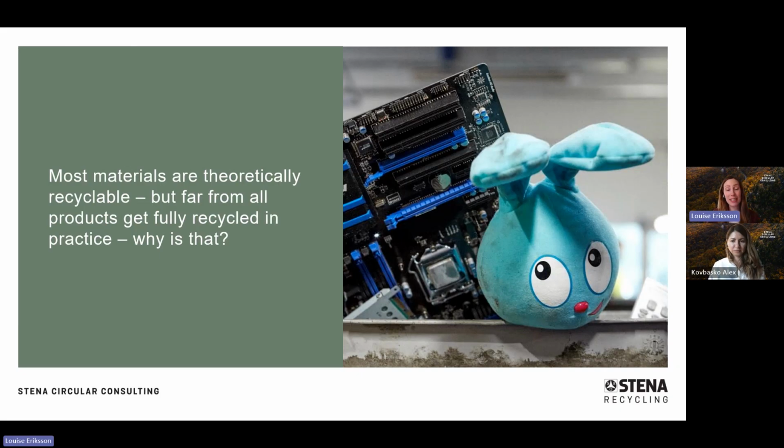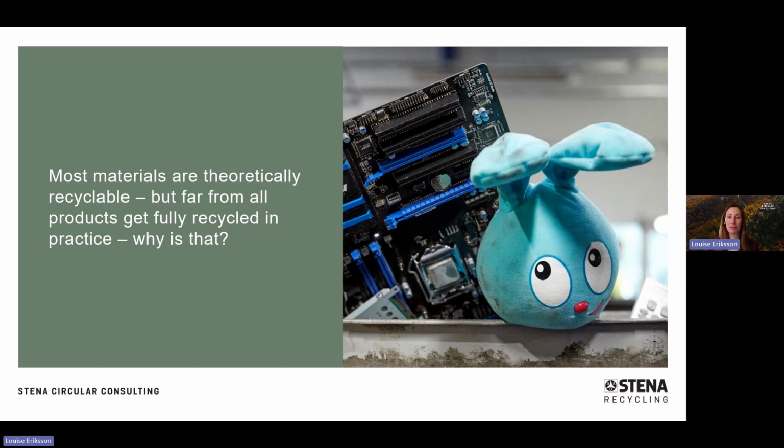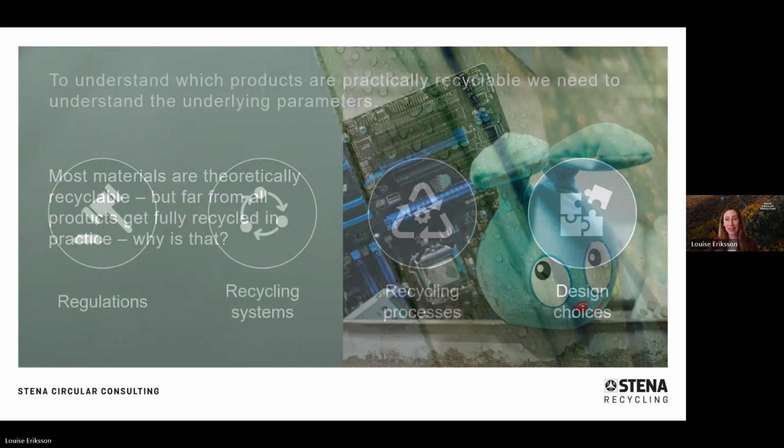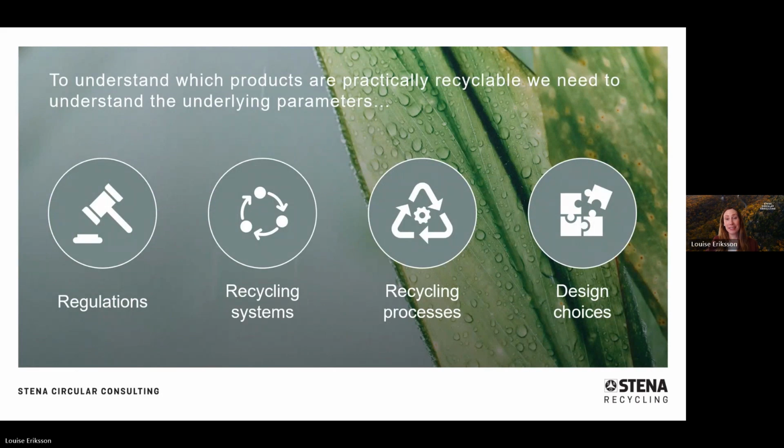And the starting point is this. Most materials are theoretically recyclable, but far from all products get fully recycled in practice. Now, why is that? And yes, that is what we're going to find out. And to understand which products and materials are recyclable in reality, we need to understand the underlying parameters that decide recyclability. They are 4, as you can see in this slide.